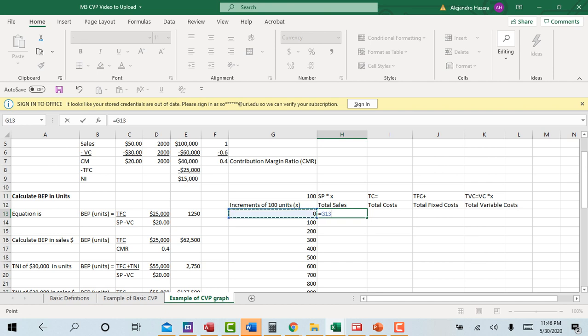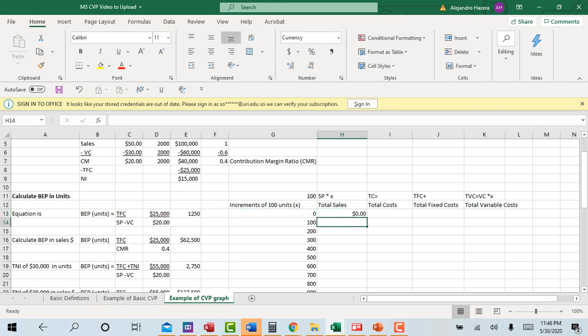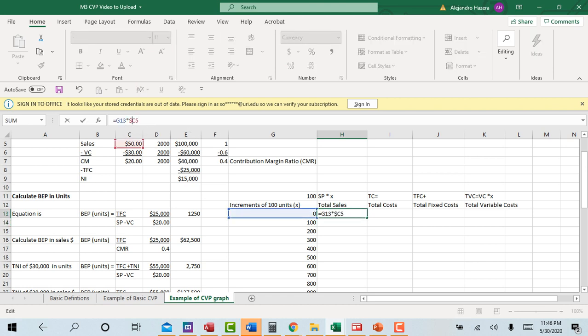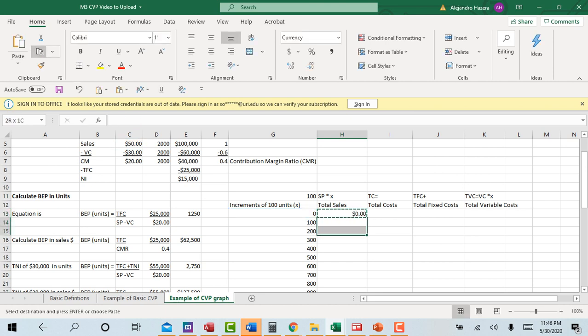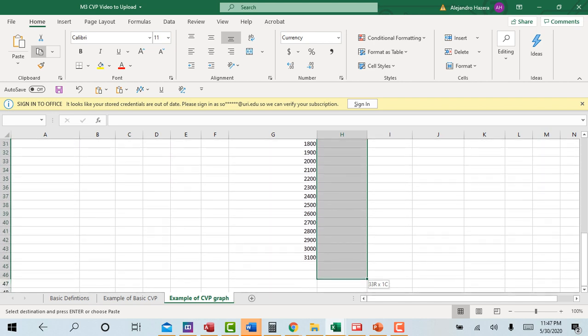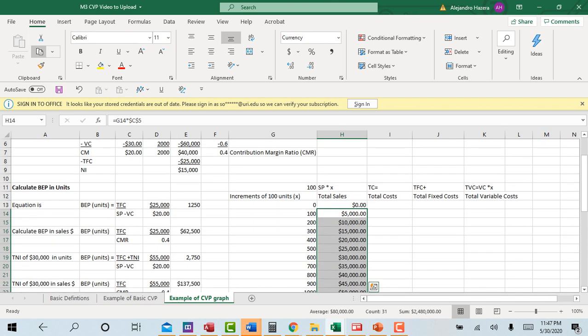So the first one is going to be 0 times 50, which gives you $0 in sales. That's obvious, you haven't been selling units at that time. I'll go ahead and freeze the sales price, and then I'll just take this down. So this is total revenue. Okay, but notice it starts at 0. So your intercept here is going to be 0, and that makes sense because if you sell 0 units, you have $0 in sales. Now your total costs.